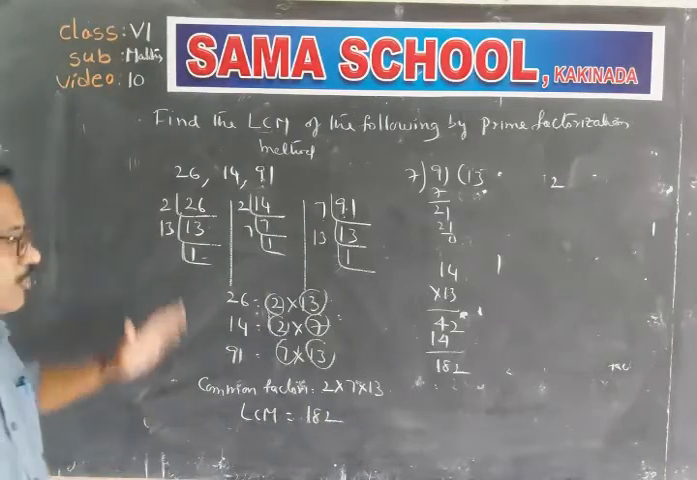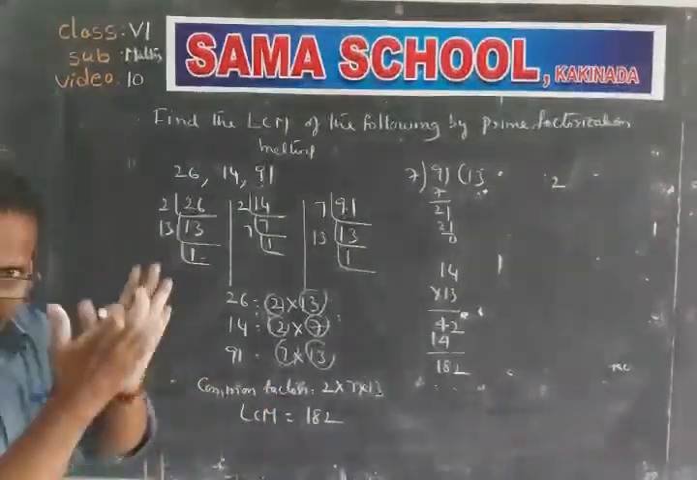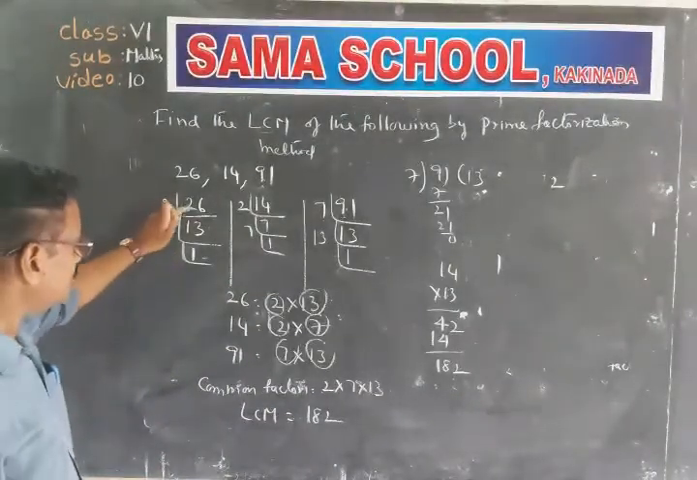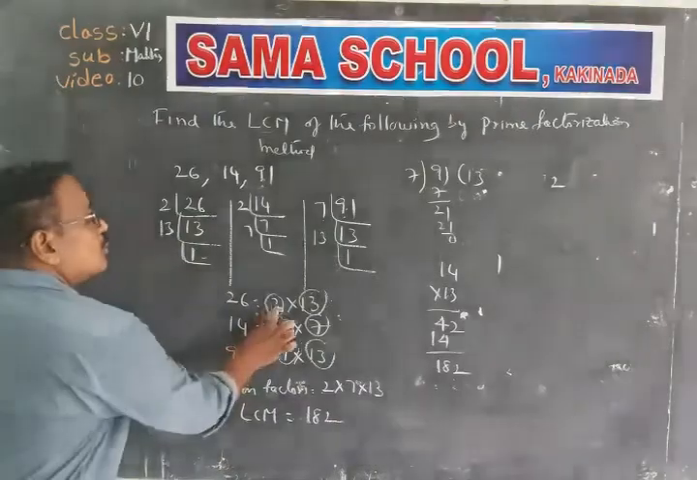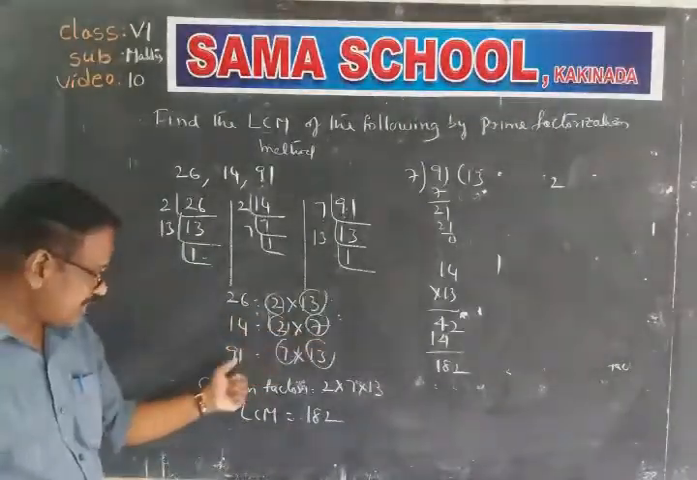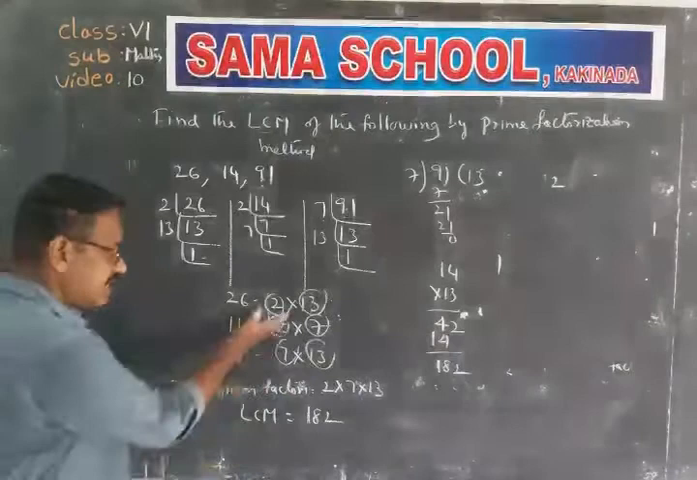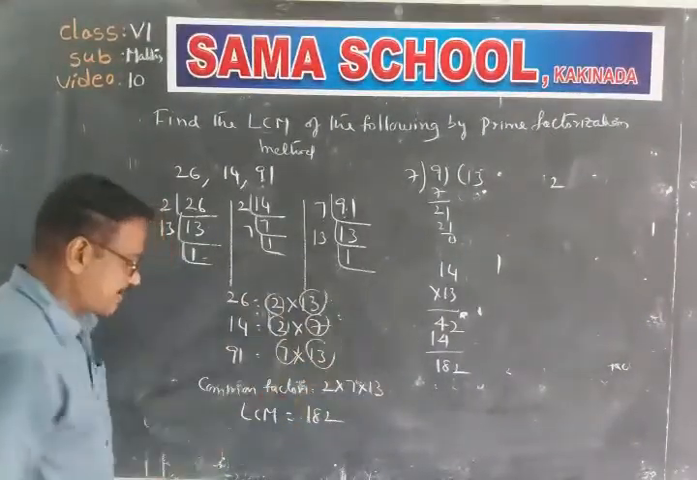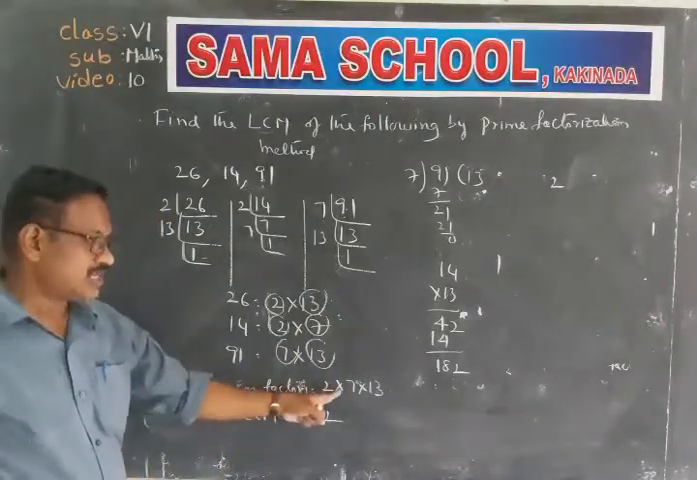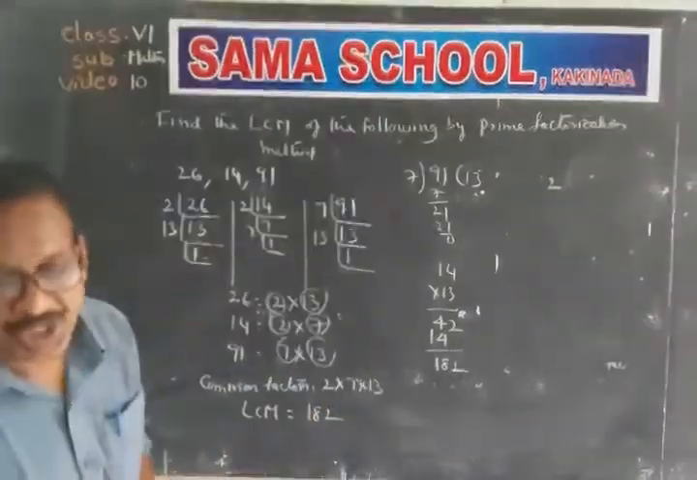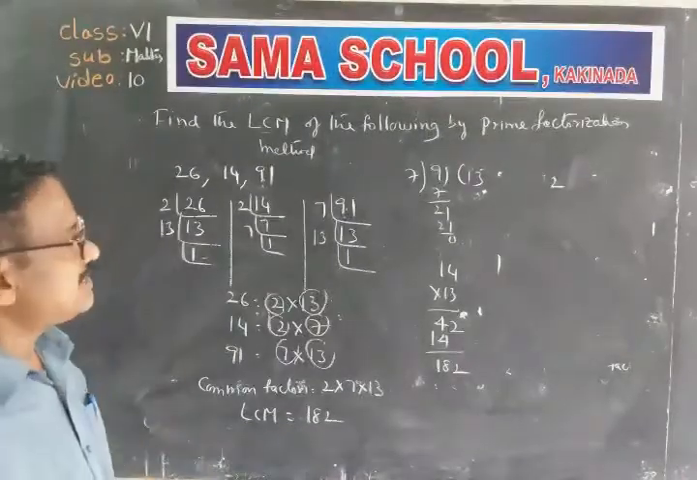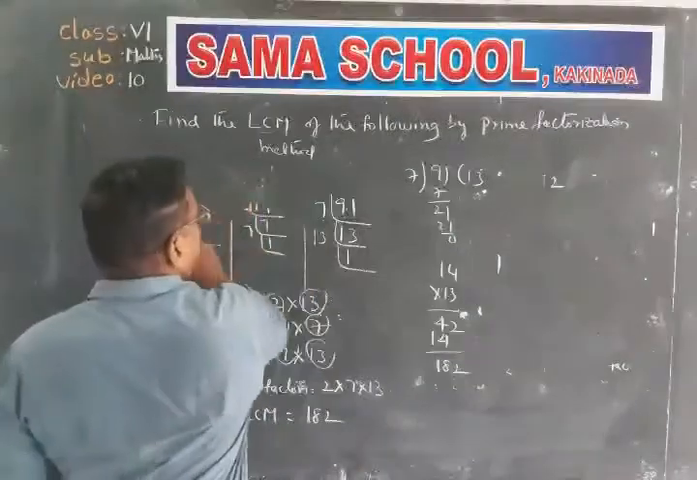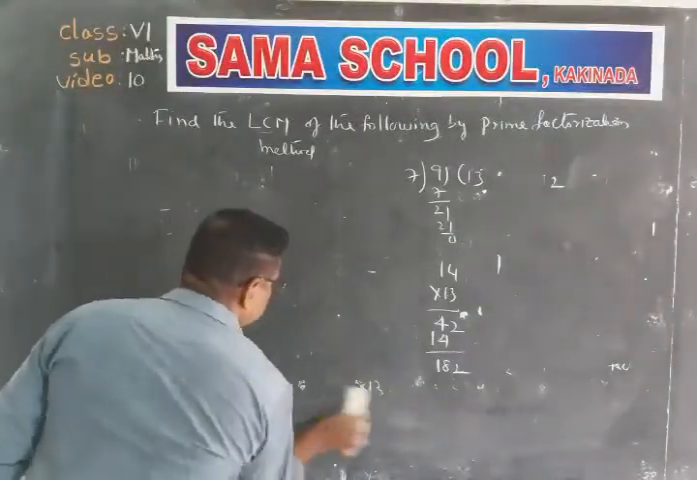Okay, for the given three numbers, you find the prime factorization. For 26 the product of prime factors is 2 into 13, 14 is 2 into 7, 91 is 7 into 13. In these three given numbers, you write the common factors. The common factors are 2 into 7 into 13. What is the LCM? 2 7s are 14, 14 13s are 182. This is finding the LCM of the following by the prime factorization method.